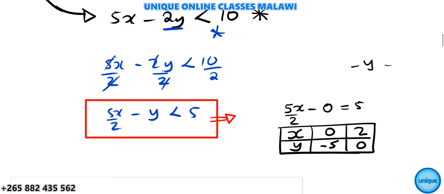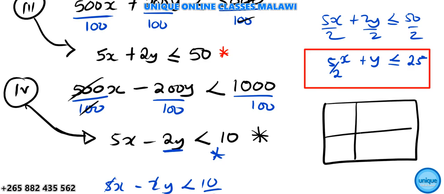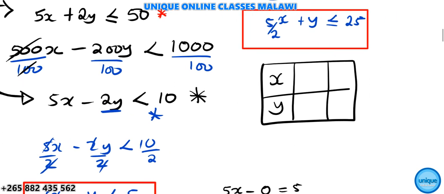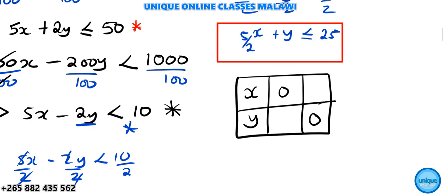Now we should find the table of values of the other equation, this one. We have x and y, and these are my intercepts. It is the y intercept when x is equal to 0, and when y is equal to 0, it is the x intercept. So we find the value of y when x is 0: 5 times 0 over 2 plus y is equal to 25. So y is equal to 25. We have 25 there.